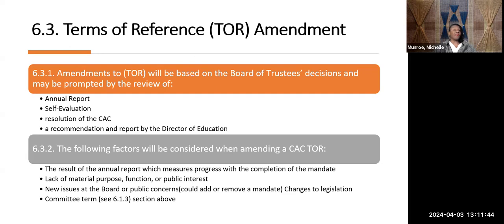whether the advisory committees produce material, resources, function, what's happening in the broader public interest around the committee, new issues of the board or public concerns, meaning maybe an existing advisory committee is now in conflict with legislative directions that have come down. And so the board needs to take a look at that mandate and tweak it. And committee's term. It may be that the CAC has maxed their term and their mandate, as was previously defined.